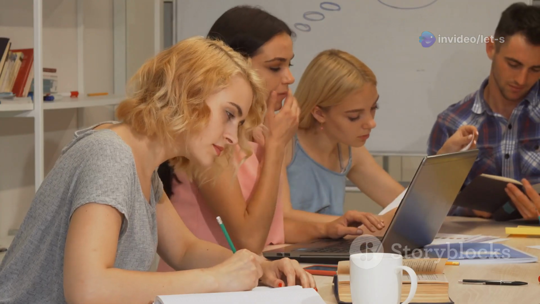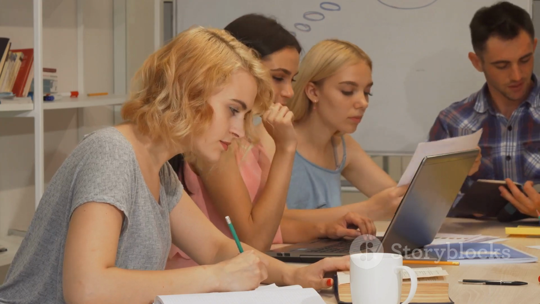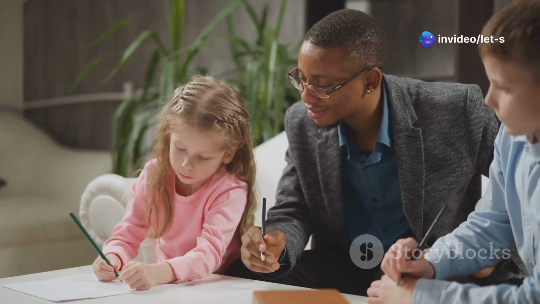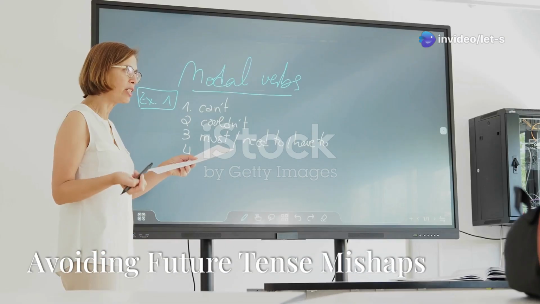Write your own sentences using will and going to to demonstrate your understanding of their different uses. By practicing with these exercises, you can solidify your grasp of these future tense forms and gain confidence in using them correctly.